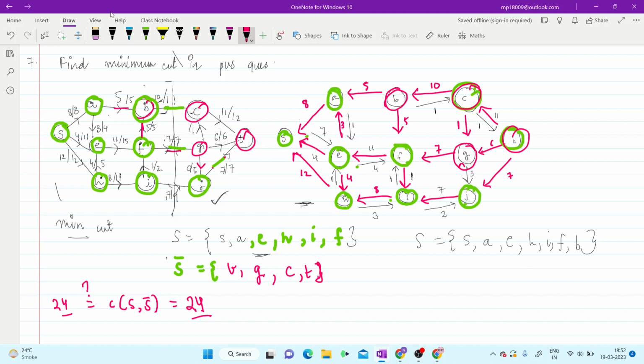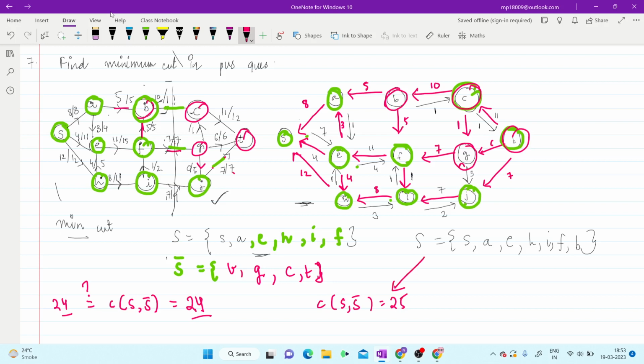Is there any other edge? Am I missing something? Oh, okay. Yeah, so these are the only three edges. But then the capacity is coming to 7, 14 plus 11, right? So the capacity of this cut is coming out to be 25. So this is not a minimum cut.